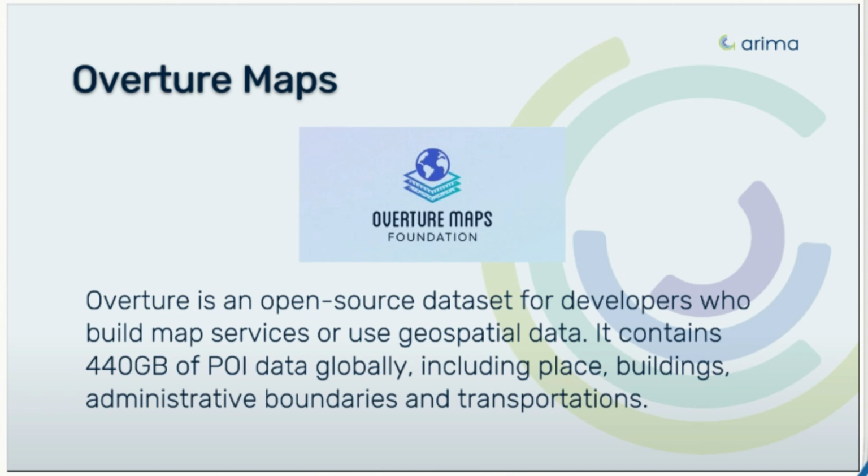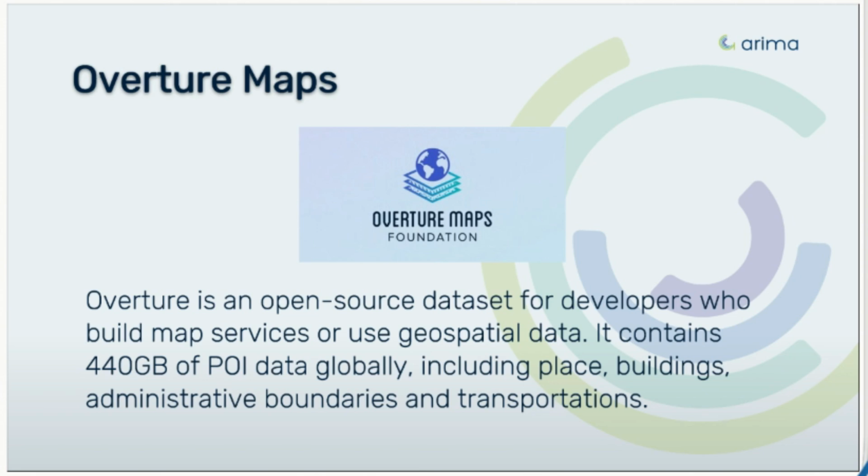The first data set we use is called Overture Maps. It's an open source data set for people who build maps or do geospatial analysis. I believe it's built by Microsoft, Apple and Amazon, some of the bigger players, and designed to create an open source version of Google Maps, essentially.